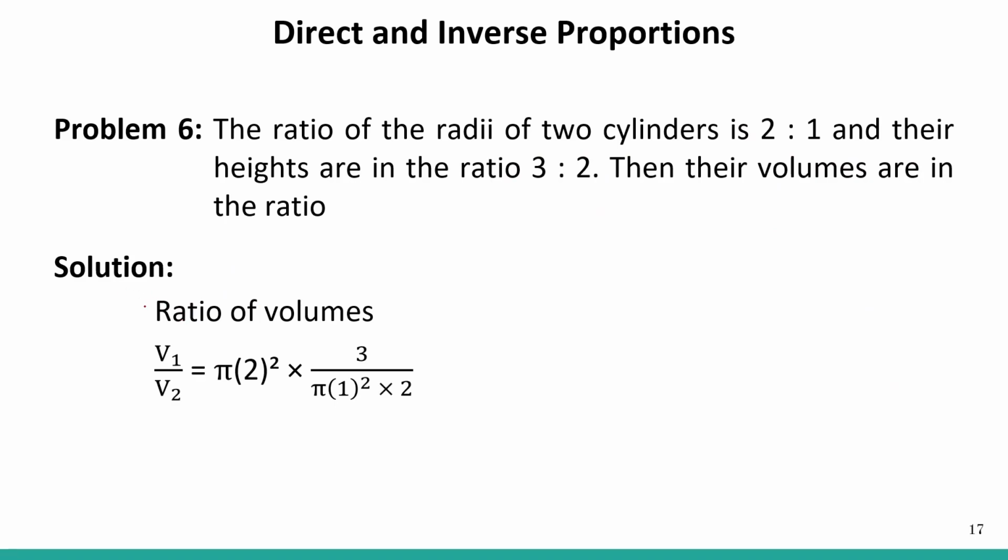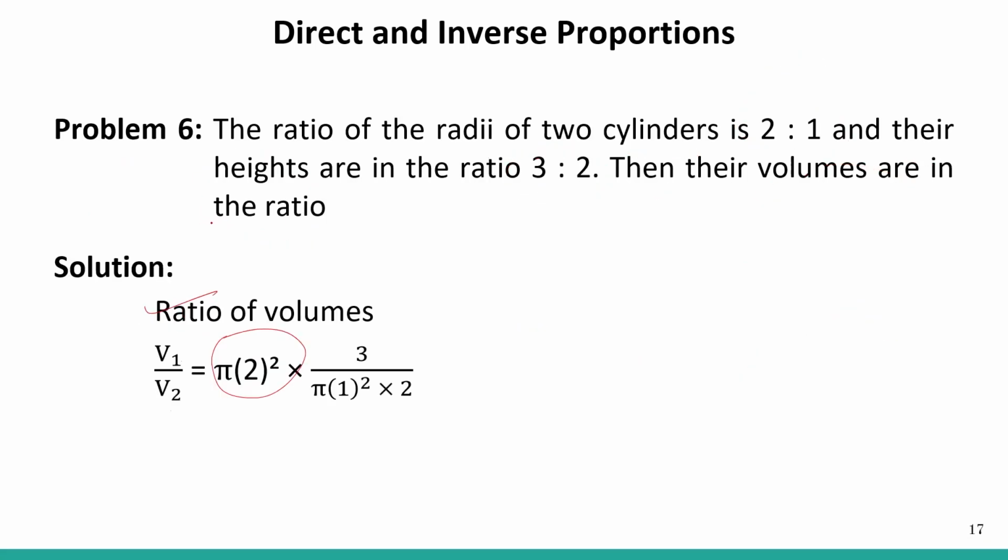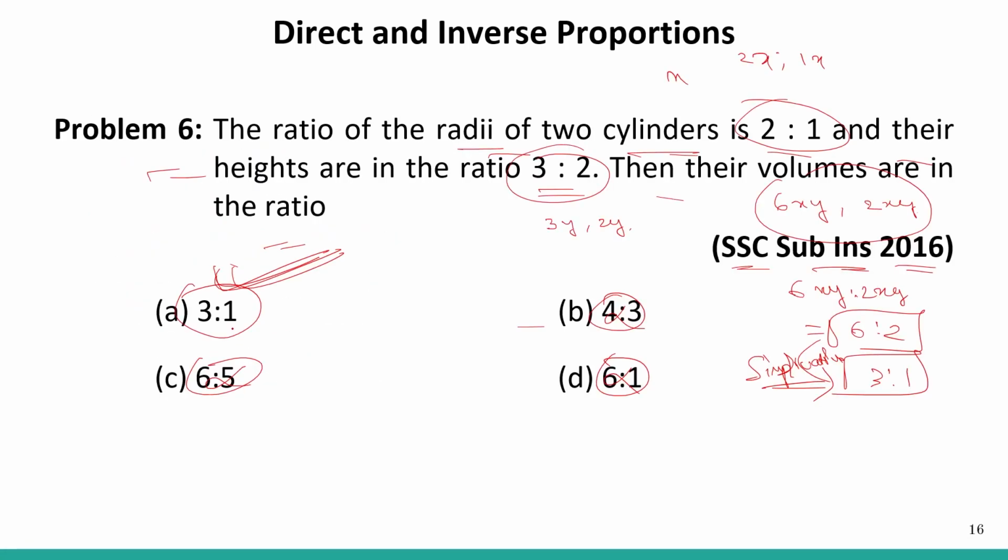The ratio of volumes is V1 by V2 is equal to pi into 2 square into 3 by pi into 1 square into 2. So this will be V1 by V2 is equal to 4 into 3 by 2, so V1 by V2 is equal to 6 by 1, or 6 is to 1. Okay, we have made a slight mistake here.